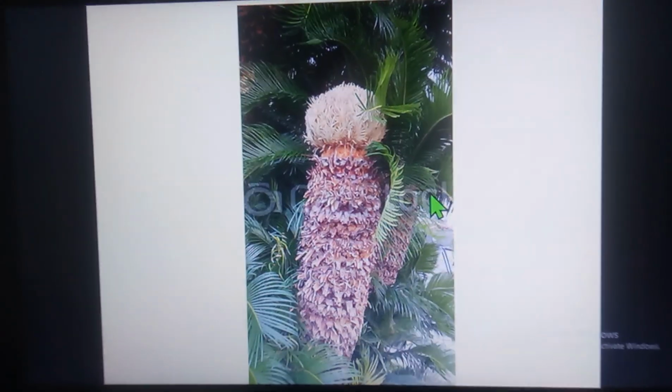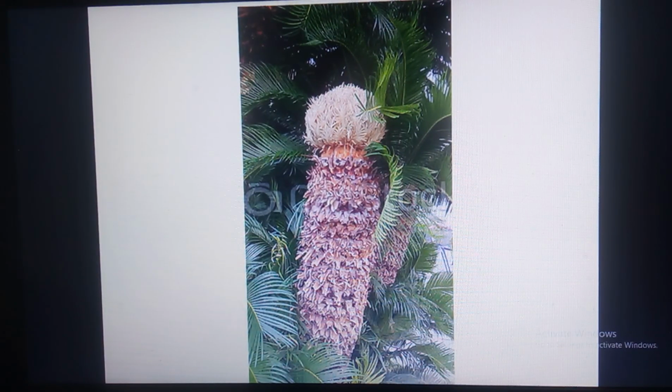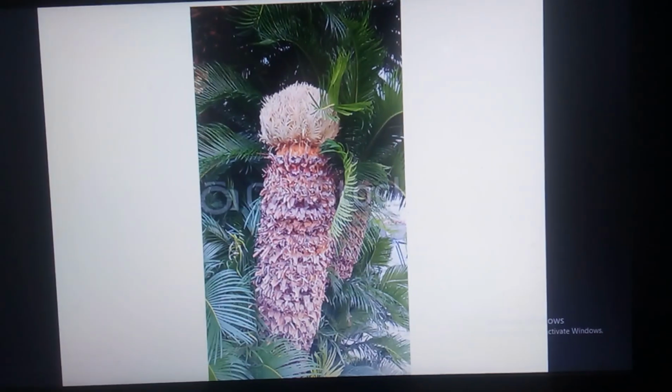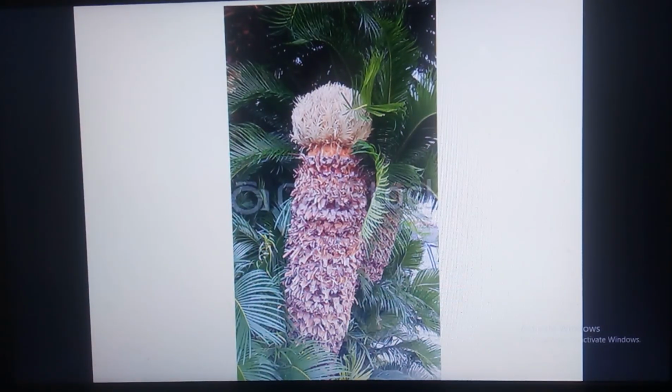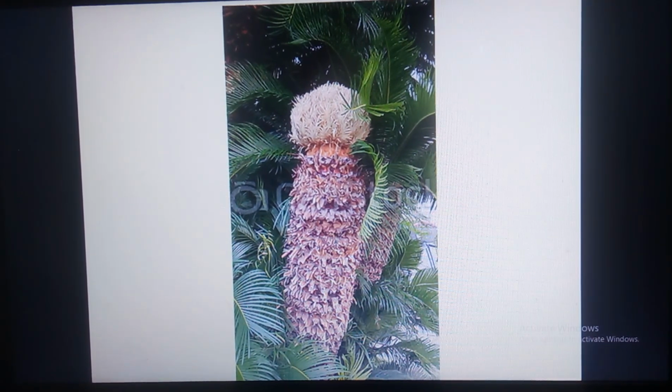And the female plant, as we can see here, will give rise to the megasporophyll. However, the production of both the male cones in male plants and the megasporophylls in the female plants begins when the plant becomes 10 years old or more.